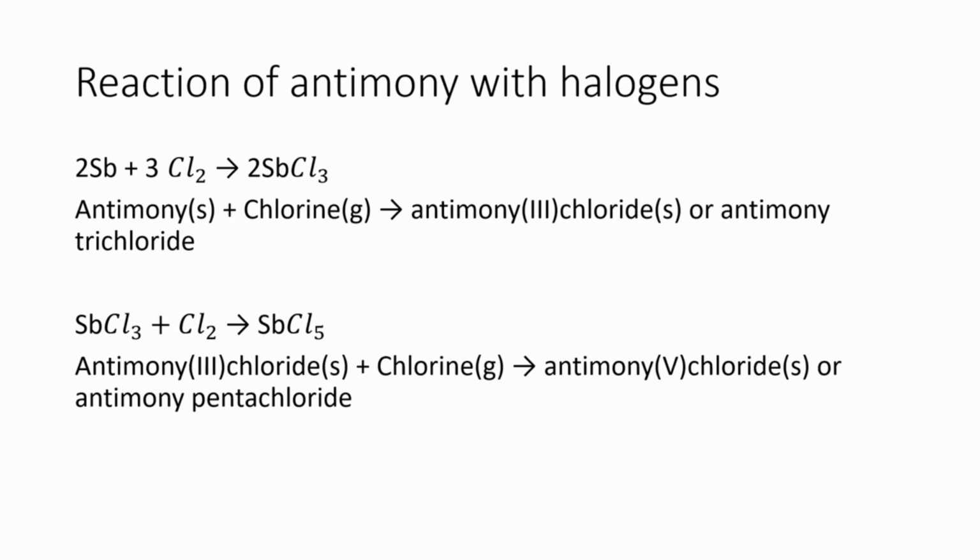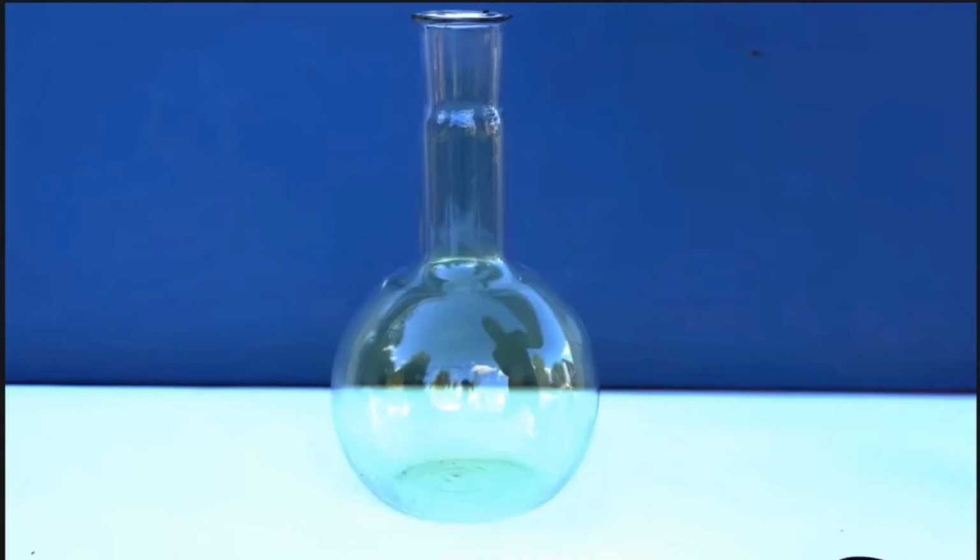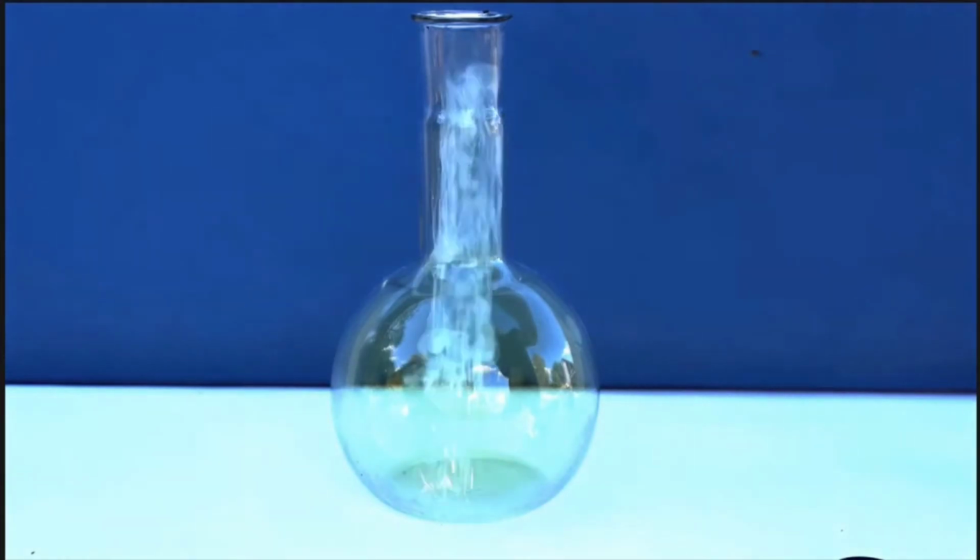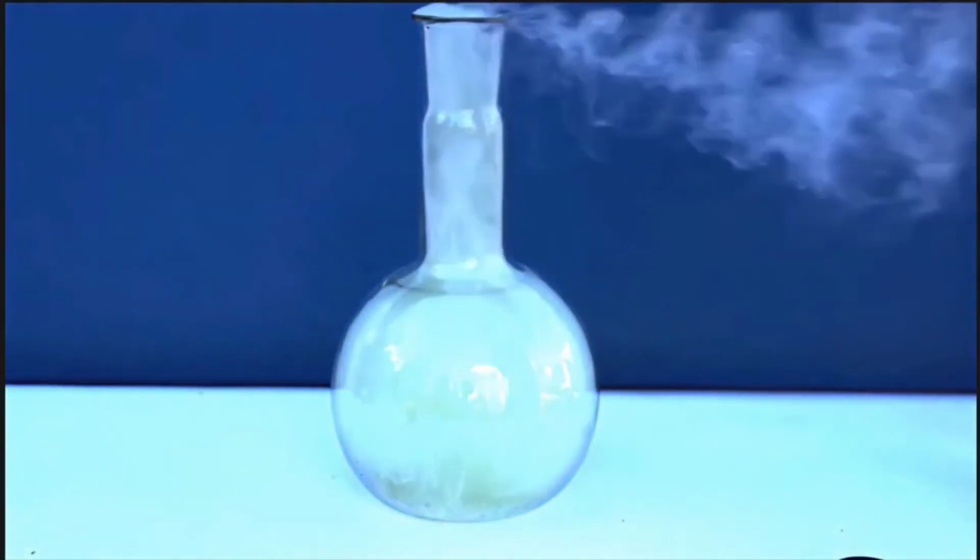Antimony trichloride can further react with chlorine to produce antimony 5-chloride or antimony pentachloride. As you can see from this video, antimony powder is reacted with chlorine gas.